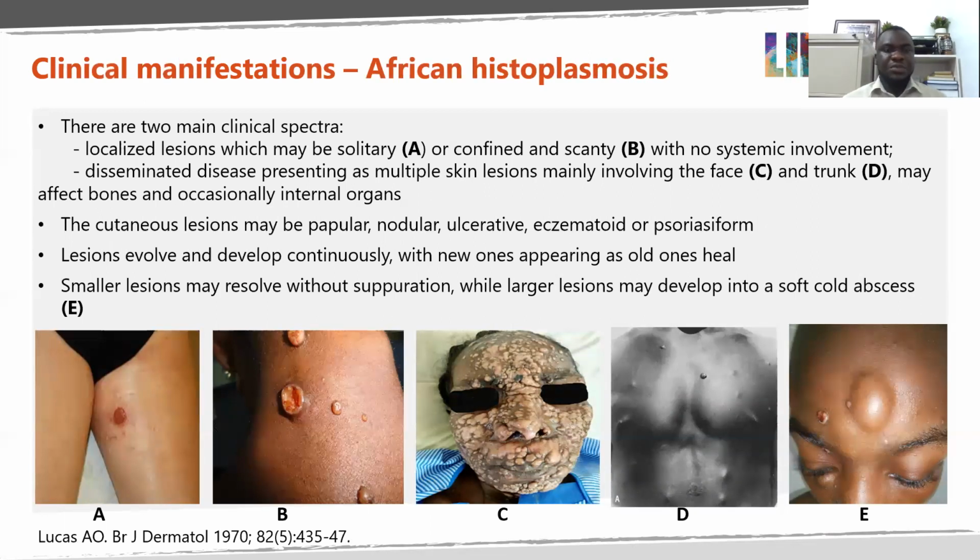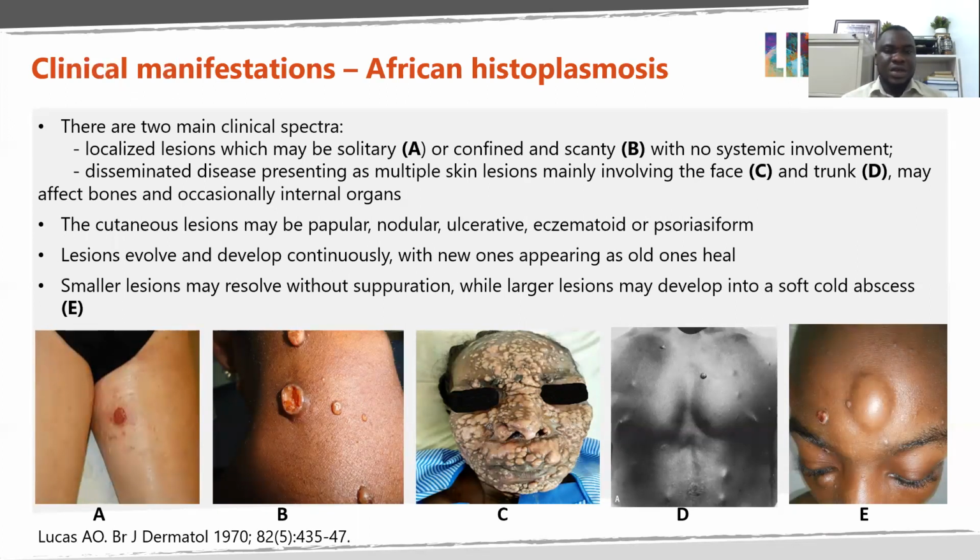Lesions may appear as single lesions on a part of the body, or as scanty lesions confined to a particular area, as you can see in A and B respectively. Mostly these occur with no systemic involvement, or you may have multiple skin lesions all over the body, mostly on the face, then on the trunk, sometimes at the back. In disseminated cases, they tend to affect bones more, and sometimes also internal organs.